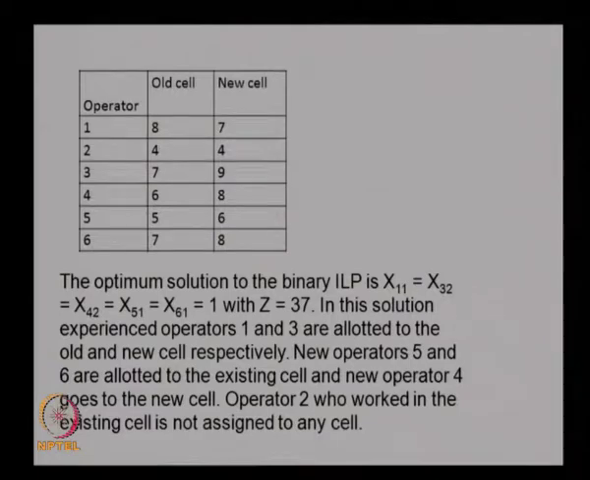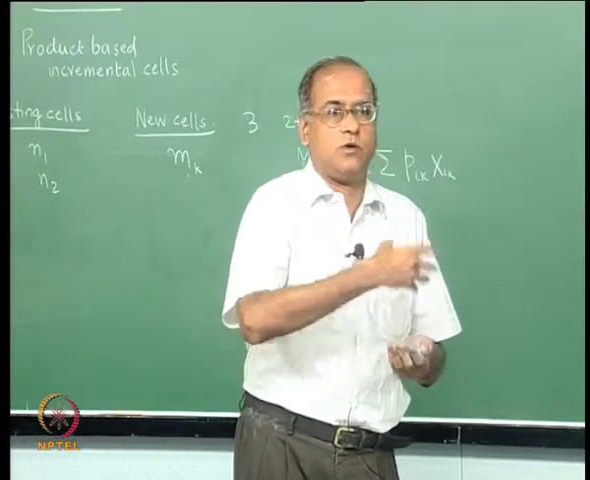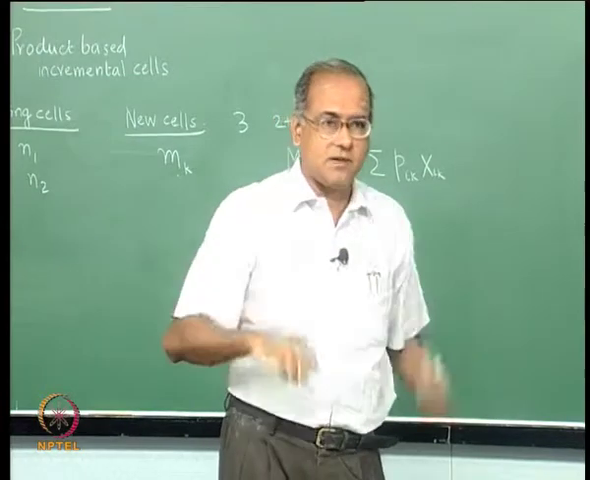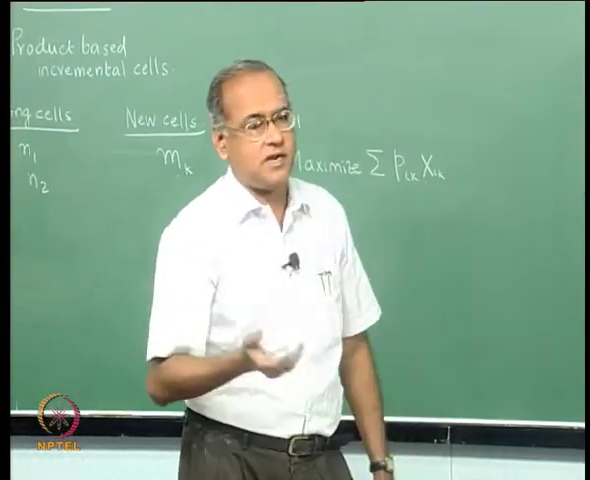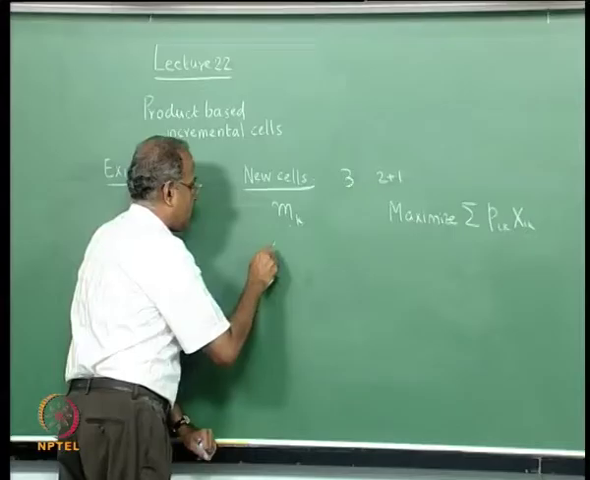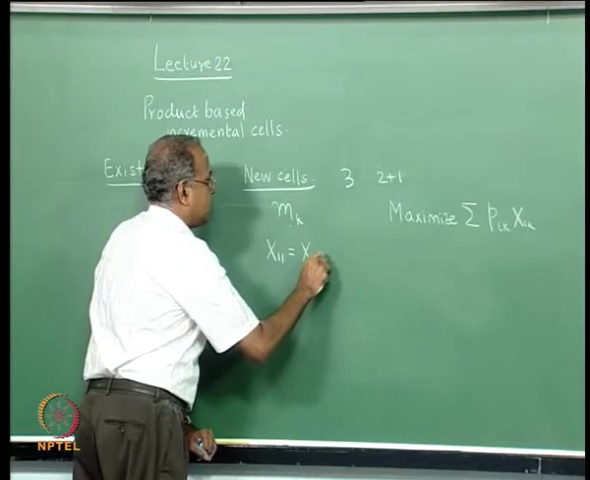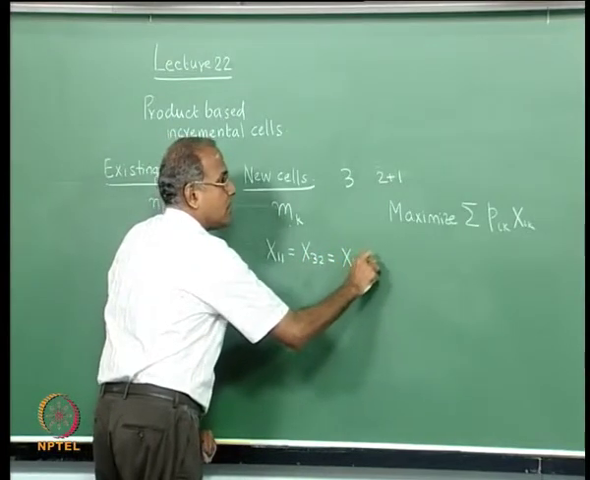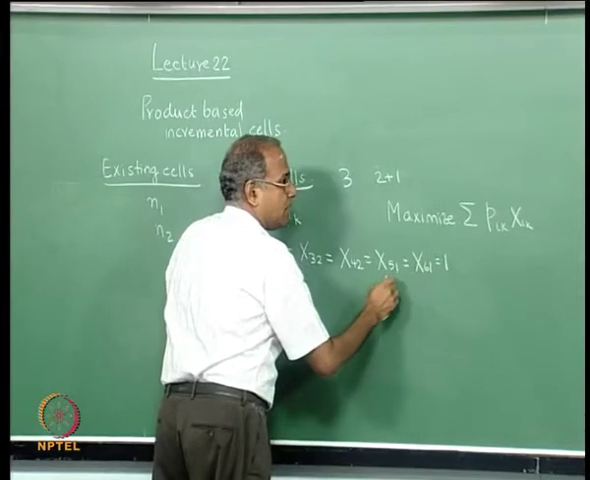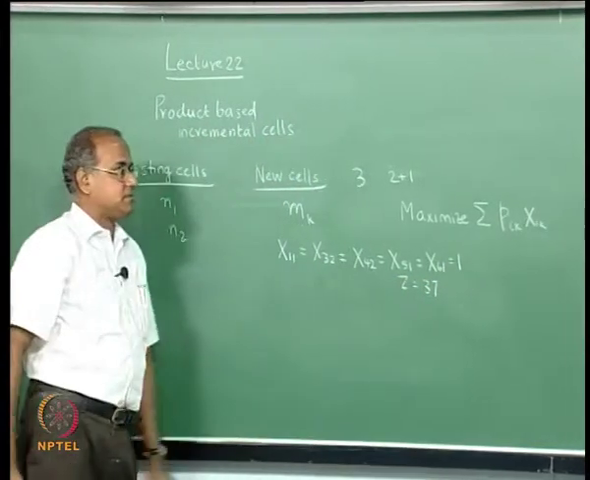We are now trying to find out which of the experienced operators are going to go to the new cell, and which of the new operators are going to go to the new cell, such that we maximize the preference and limit the number of experienced and new operators going to the new cell. When we solve this, we have a solution x11 = x32 = x42 = x51 = x61 = 1 with z = 37.